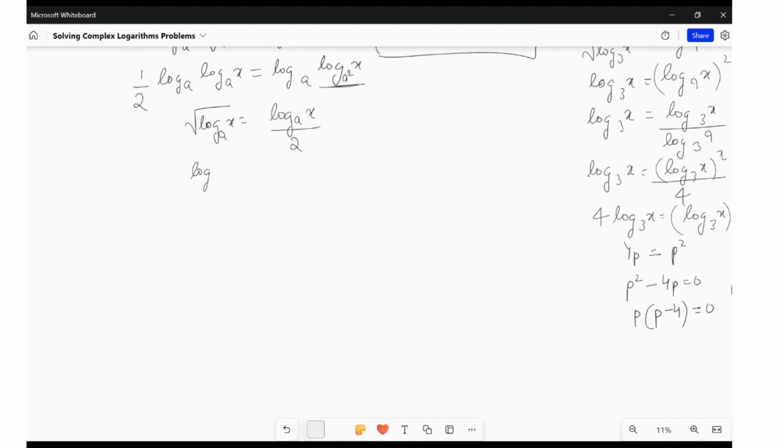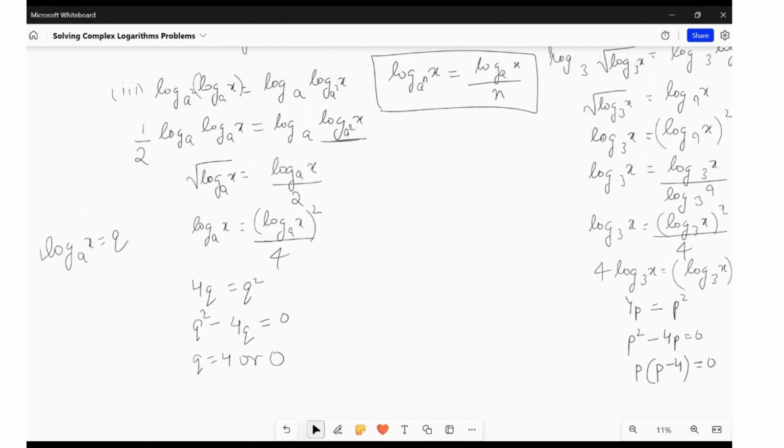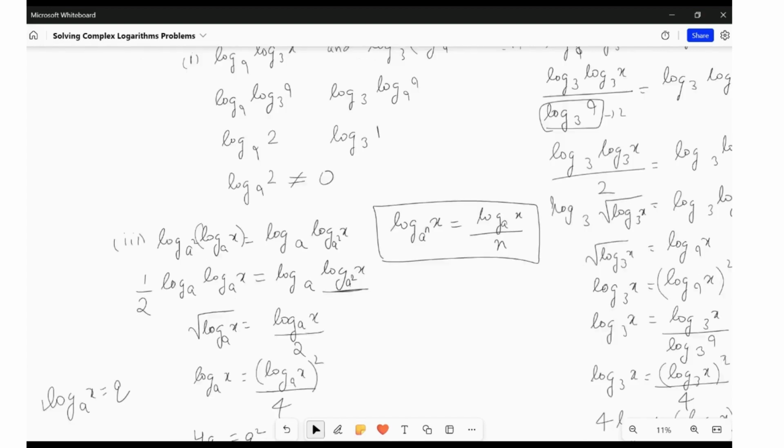So squaring on both sides to remove the square root, we can write this as (log x base a) whole square by 4. Again, we're taking log x base a as, say, q. Now 4q is equal to q square. Now q square minus 4q is equal to 0. So q can be 4 or 0. But again, using the same argument, here we can't place a 1, otherwise it becomes undefined.